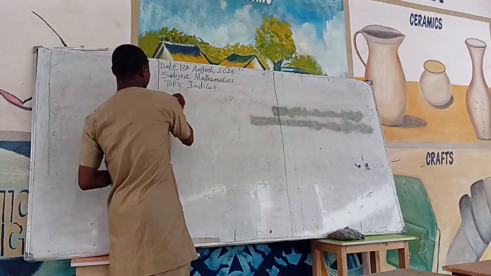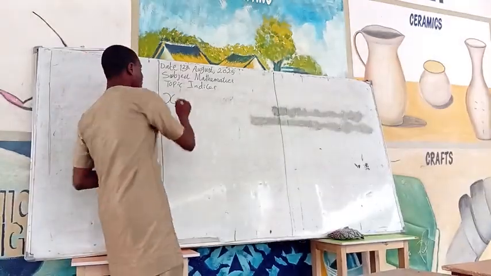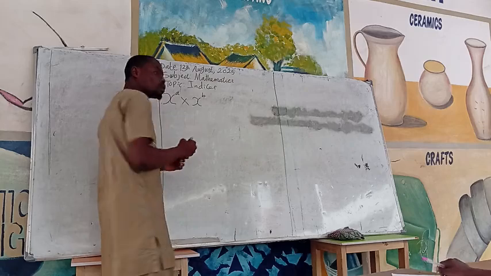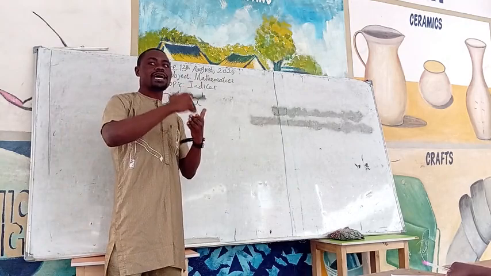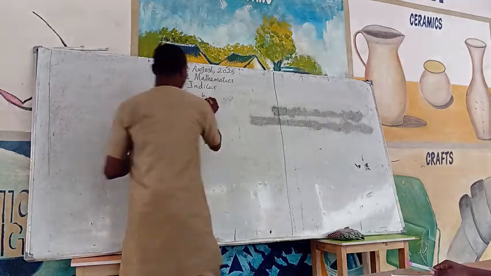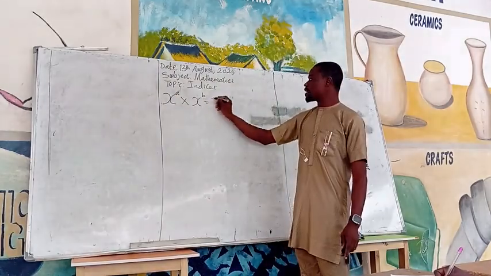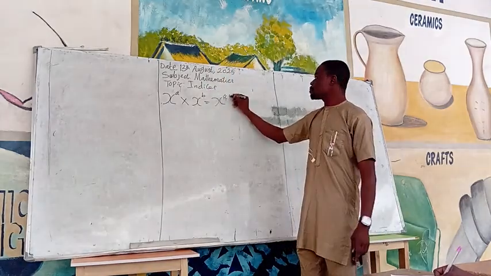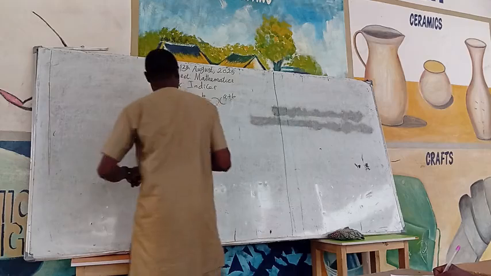The multiplication law states that when you have two variables like x with its own power as a, multiplied by x raised to power b, what you are going to do is add the power. Multiplication changes to what? Addition. So x is common, you pick x and add the power. What is the power? a and b, which is a plus b. It's very simple. Now, that is the addition law.